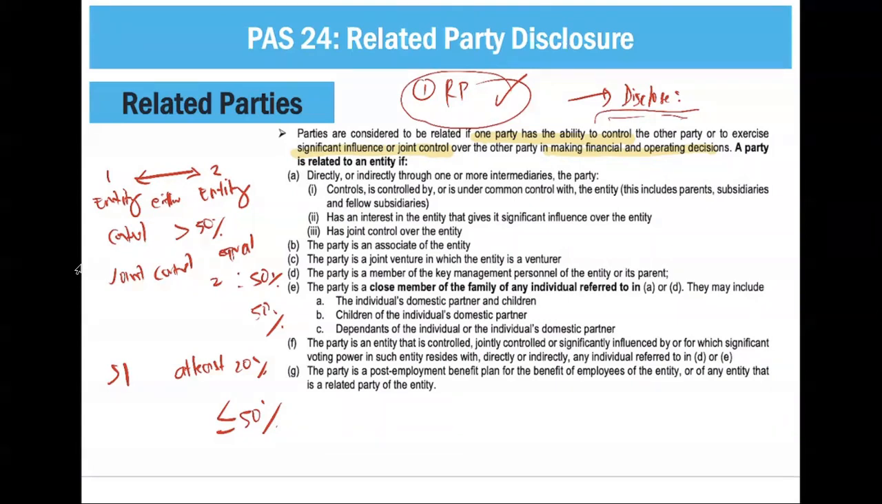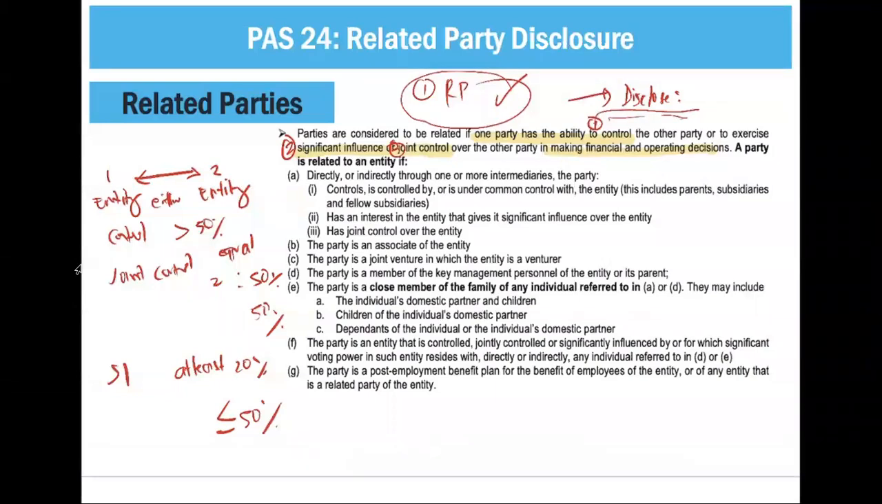So, when is there a control? Because three were mentioned here. It is considered a related party if there's ability to control. Next, there is significant influence. Lastly, there is joint control. So first, ability to control. When is there ability to control? There is ability to control if it is more than 50% ownership of one entity.